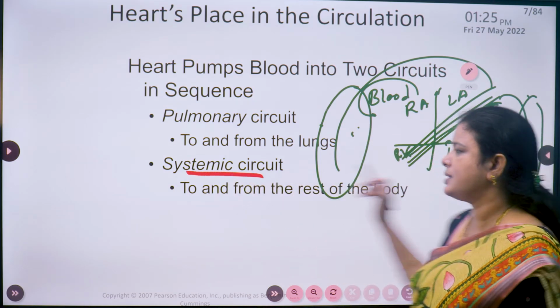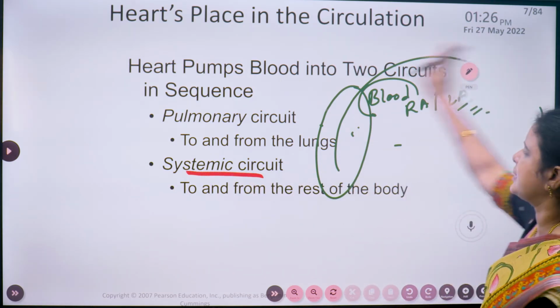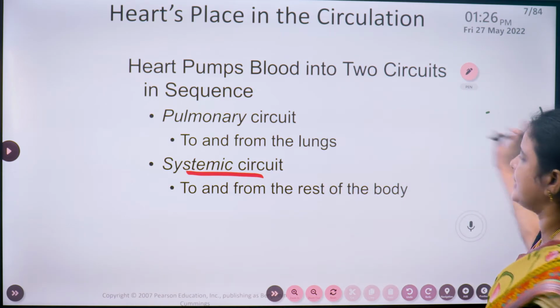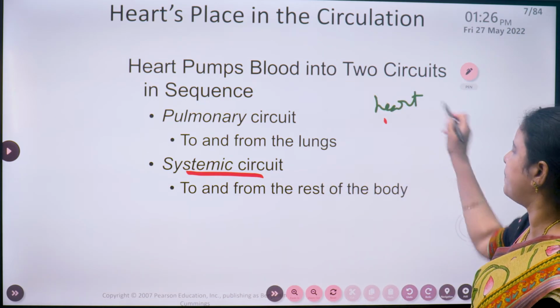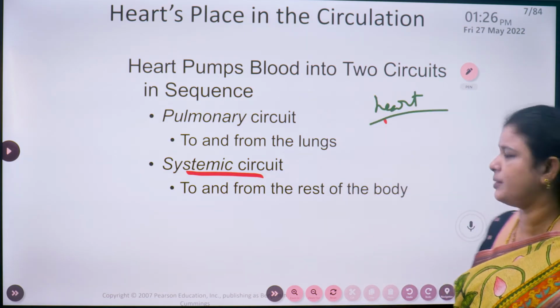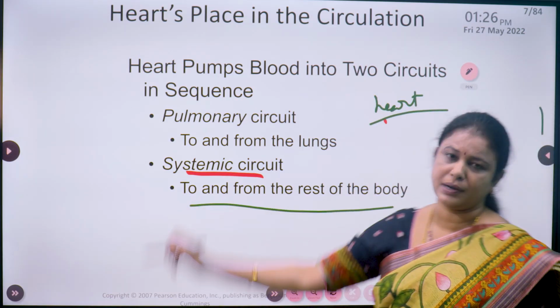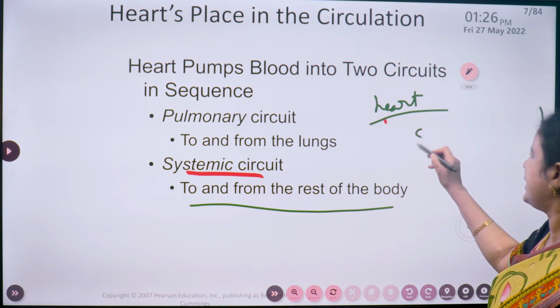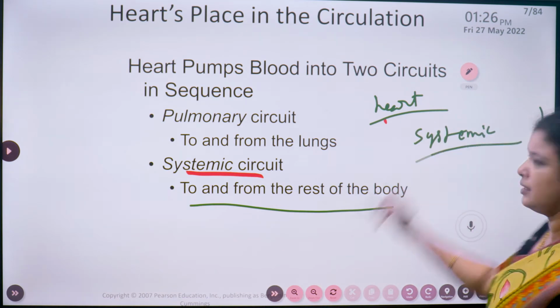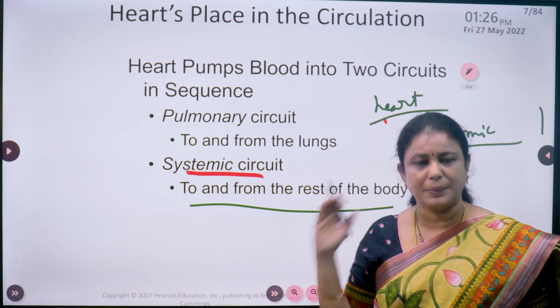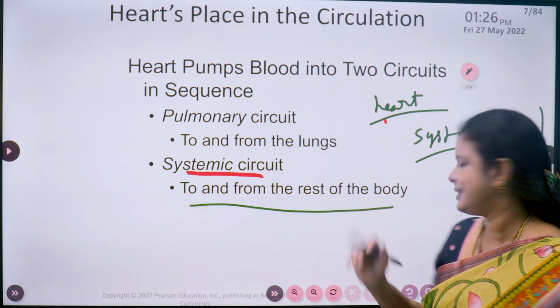Next is the systemic circuit. In systemic circulation, the parts of the body get supplied. How the heart pumps to all the parts of the body, the rest of the body, is called systemic circulation. So in circulation we have pulmonary circulation and systemic circulation.